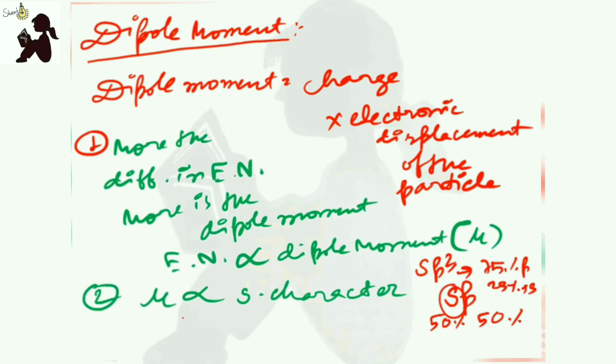Third is our dipole moment will depend upon the size of the surrounding atom. So size of surrounding atom. Okay, now we are going to see some special examples regarding this dipole moment.